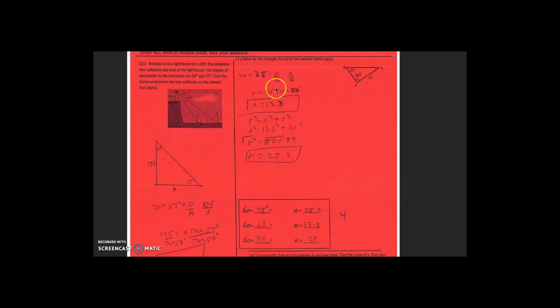So here the student easily found one of the sides using trig, and then they used the Pythagorean Theorem to find the other one, and all of them correct.